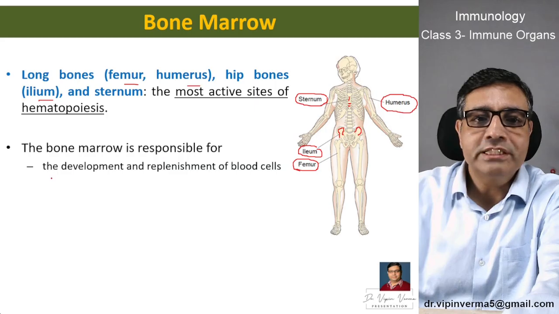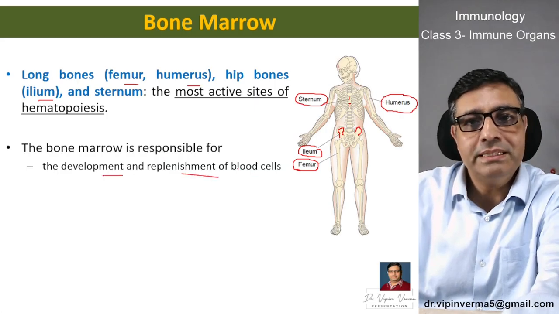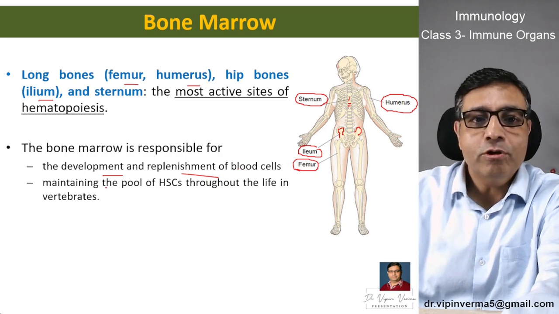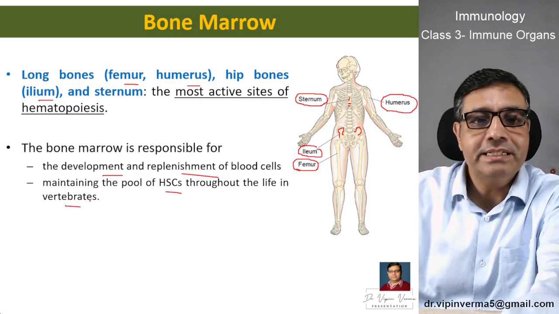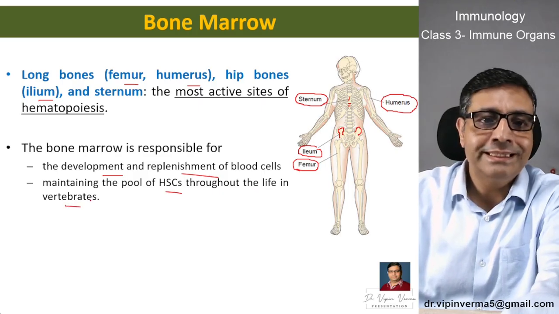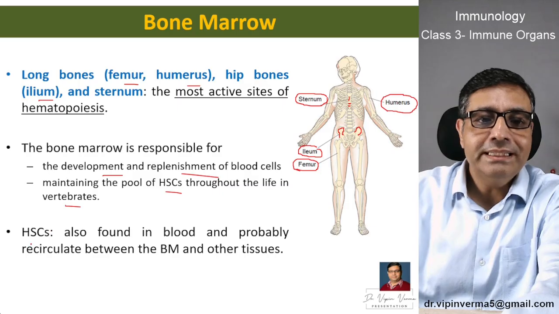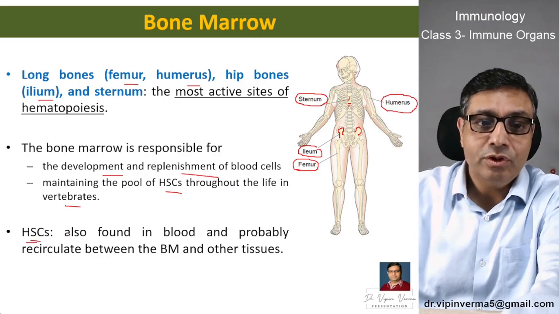So the bone marrow is responsible for the development and replenishment of the blood cells. We already discussed this. It also maintains the pool of hematopoietic stem cells throughout life in vertebrates. In the last class, we discussed it in detail. And these hematopoietic stem cells are also found in the blood.